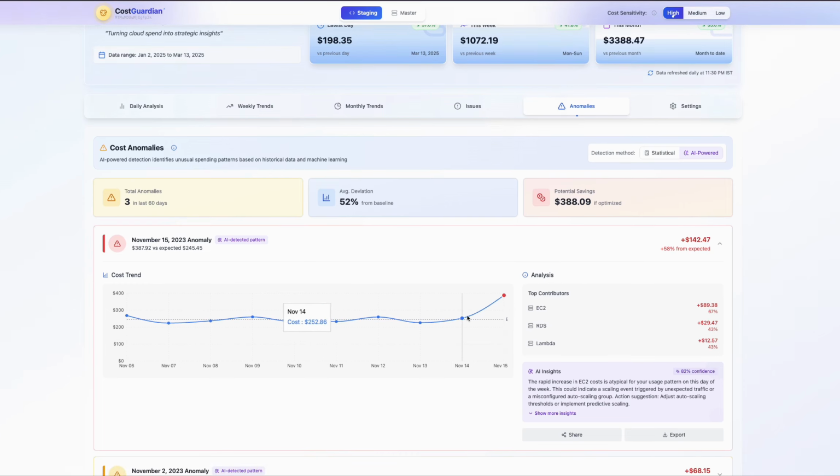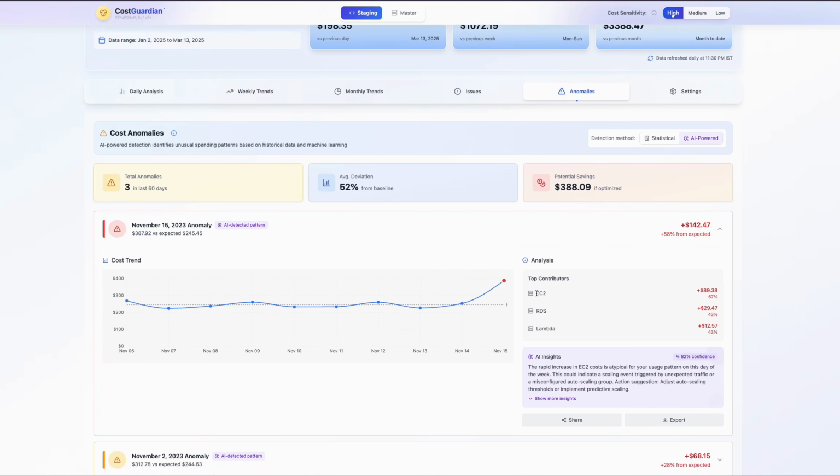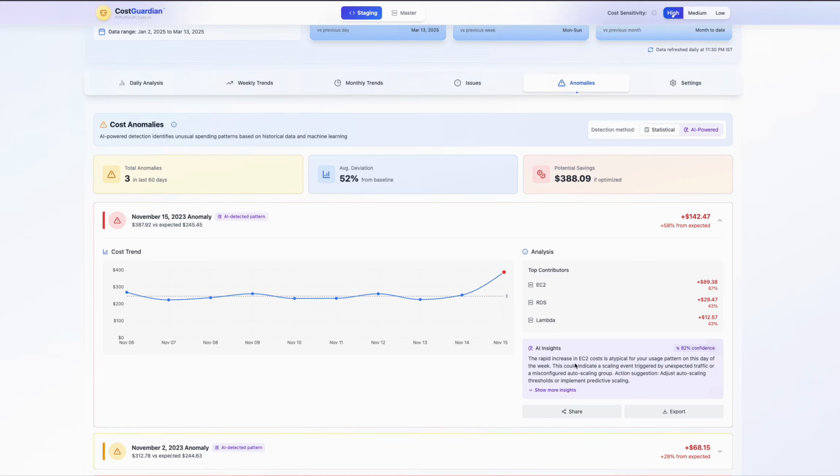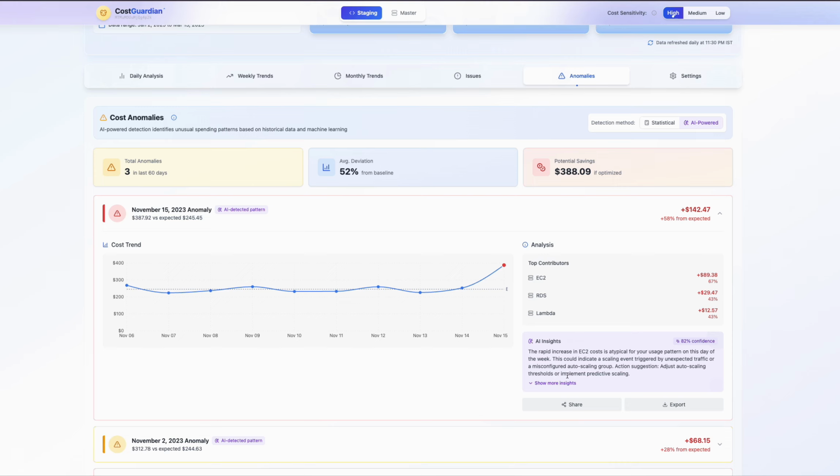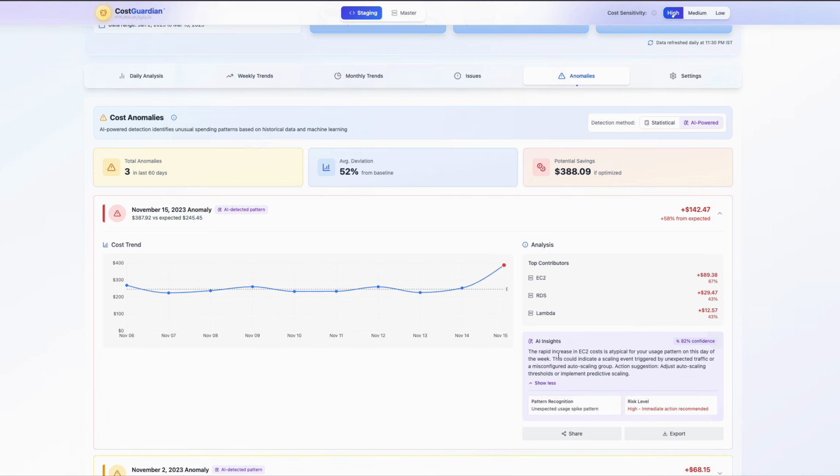So basically the AI detects that a cost change happened, and it was expected to be around $245, and we were billed around $387, and then it figures out which services are the main contributors of this cost, and it has a small insight explaining what could be the reason for the cost increase, and there are some suggested actions that the AI gives you.